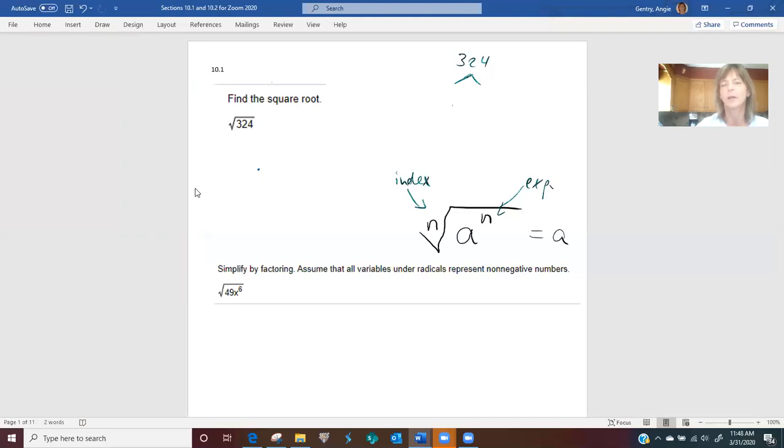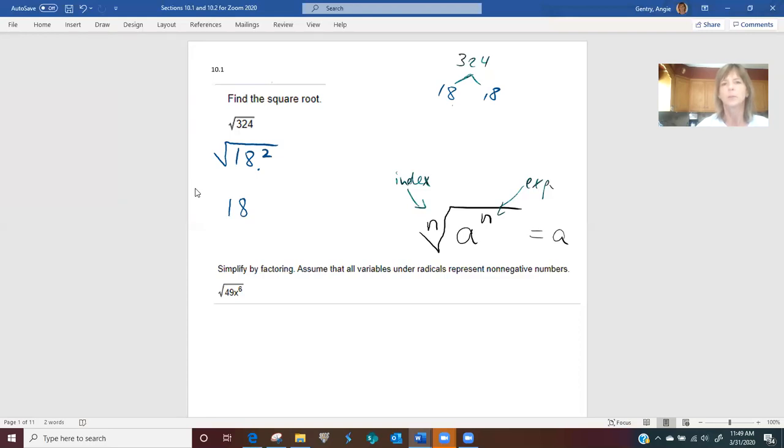But 324 isn't necessarily the easiest. If you make a tree out of this like you would in basic algebra or basic math, you'll figure out that it's really 18 times 18. So it's really the square root of 18 squared. Well, then, since the rule is the nth root of a to the n is a, you simply bring that 18 out.